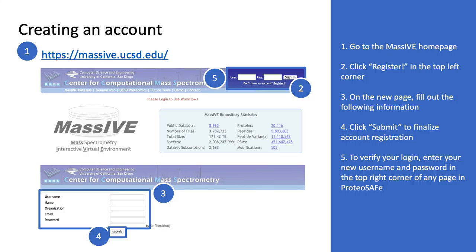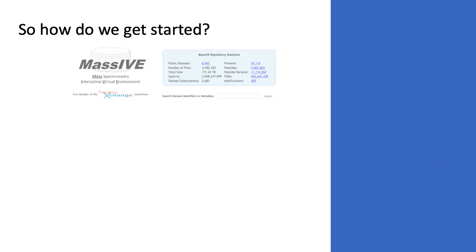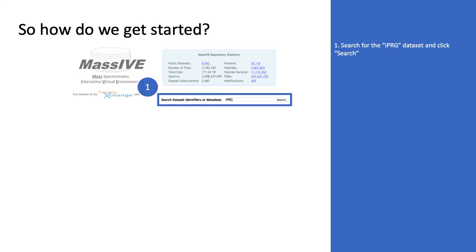Alrighty. So, how do we get started? Let's go to the home page, and let's start by looking for the data set that we were talking about earlier. This IPRG study from 2015, let's see how you can find it. The same kind of search can be used for pretty much any MassIVE data set, of course. But just now, we're going to illustrate it by how you can search for that specific one.